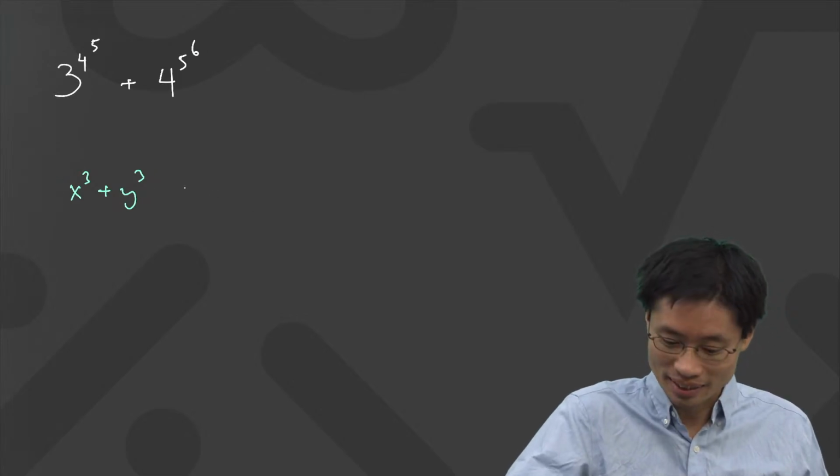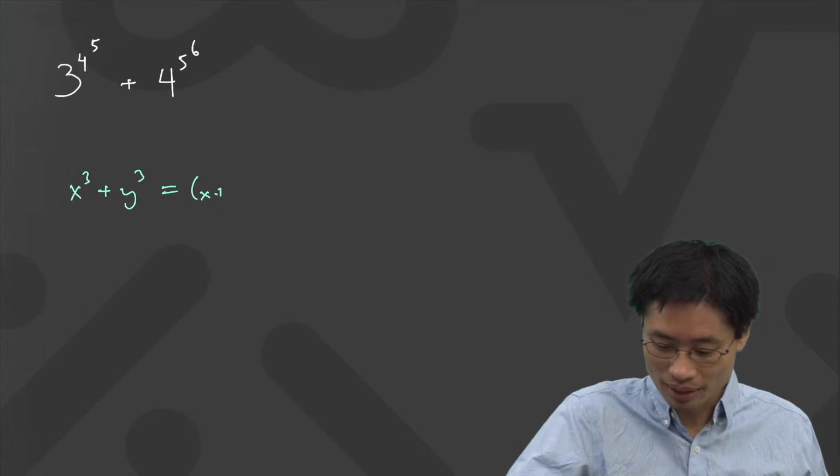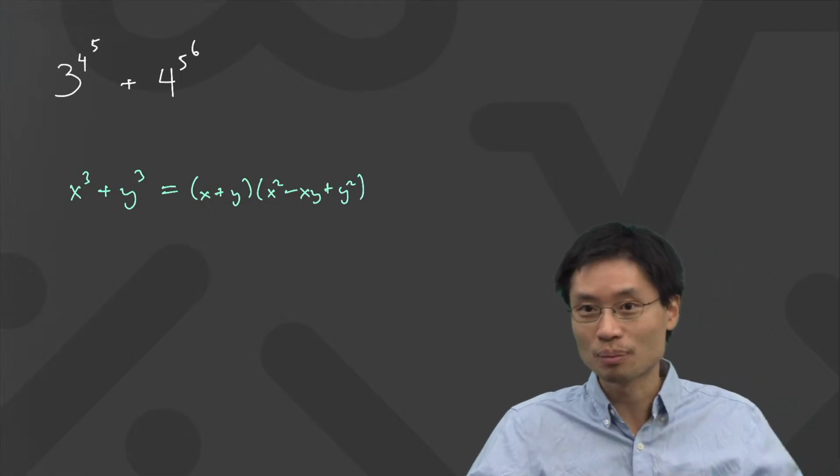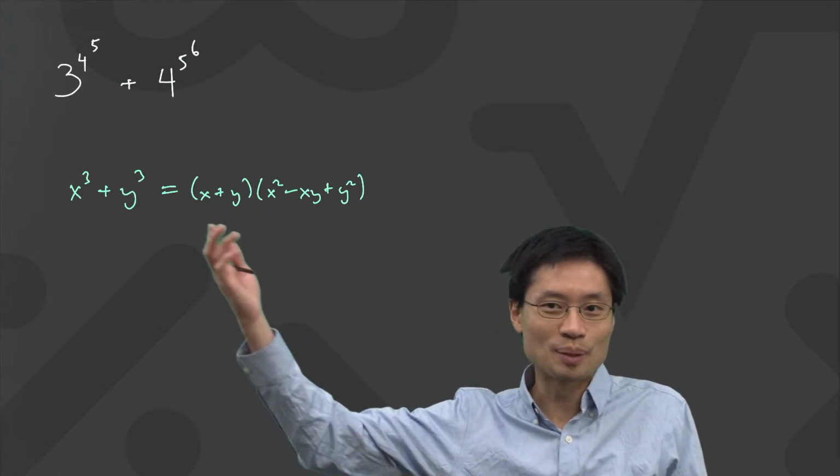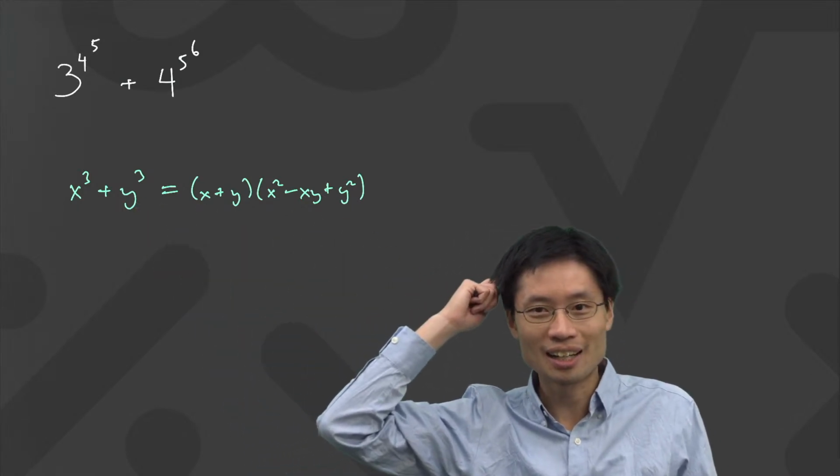This always factorizes. This is equal to (x plus y) times (x squared minus xy plus y squared). Super cool. If you multiply it out, you'll find that out. But now, that would be great if I have something like cubes. The problem is I don't have cubes.